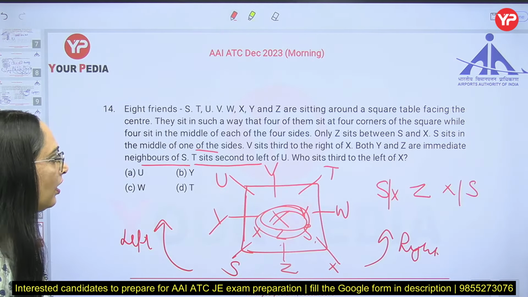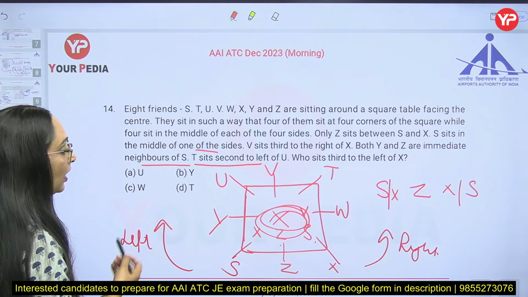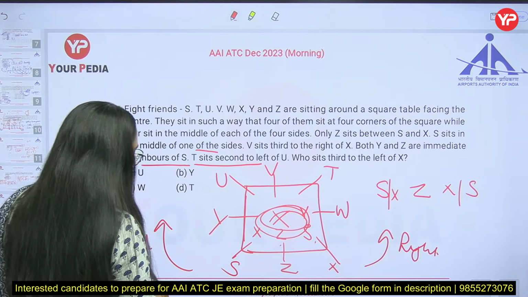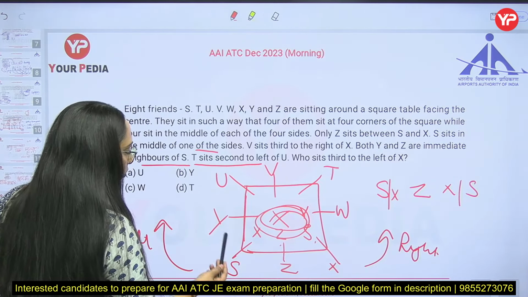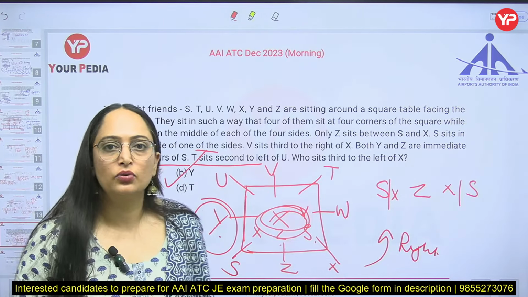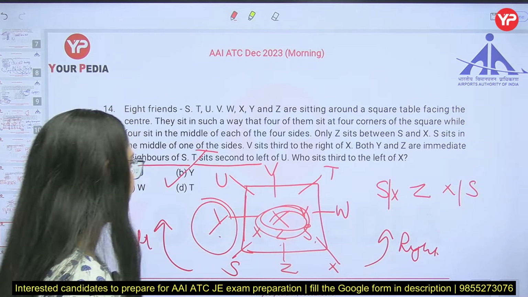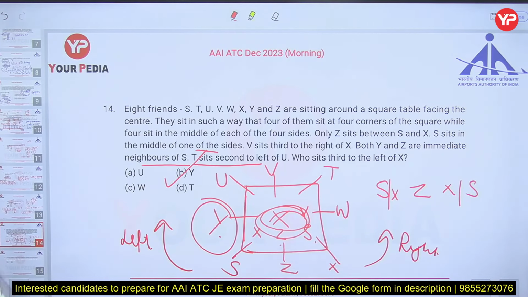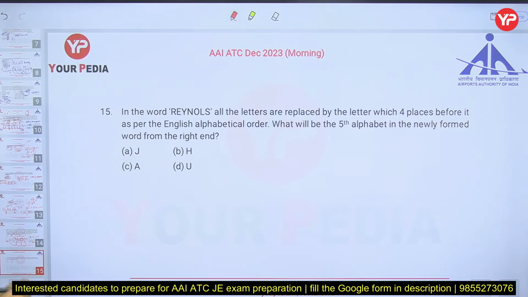Who sits third to the left of X? Third left of X. Left side means clockwise direction: 1, 2, 3. So the answer is Y. Y is third to the left of X. Okay, clear?